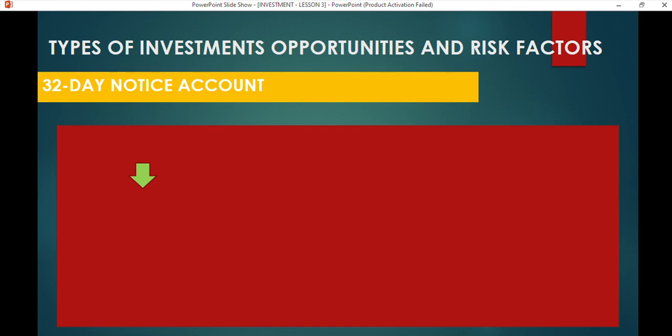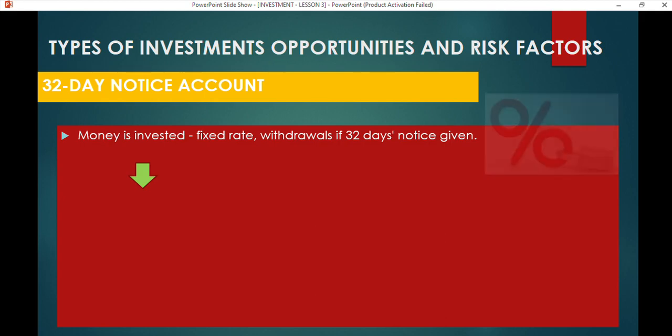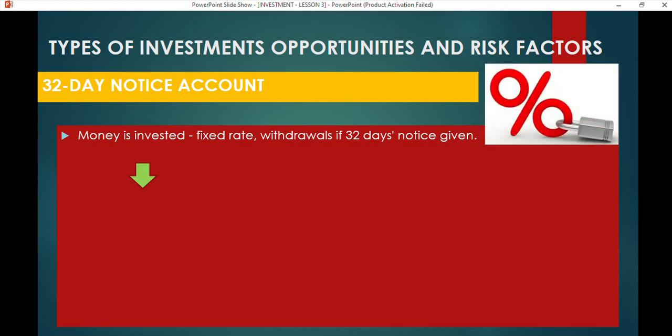Next one, we look at the 32-day notice account. Now what makes this one different than a fixed deposit is here it's a notice. Here you can give notice and have access to your money in 32 days. Okay, so the bank doesn't have a fixed period. Now you give them 32 days to get the money back. So your money is invested again with a fixed rate, but you can withdraw it with 32 days notice.